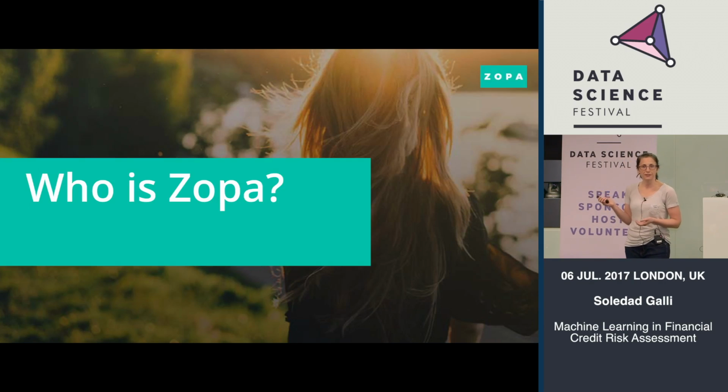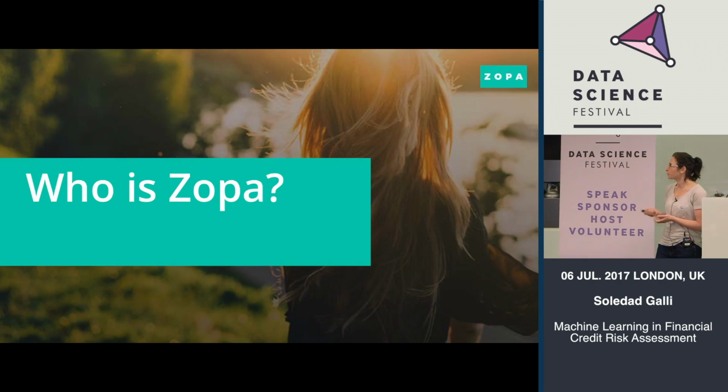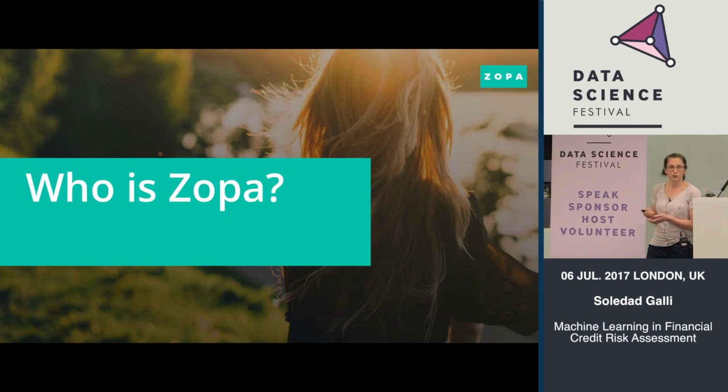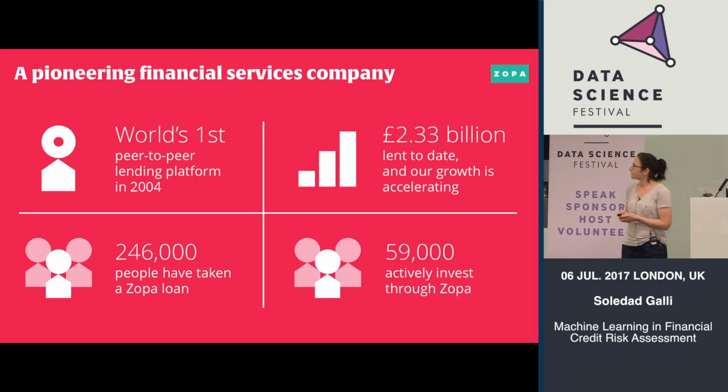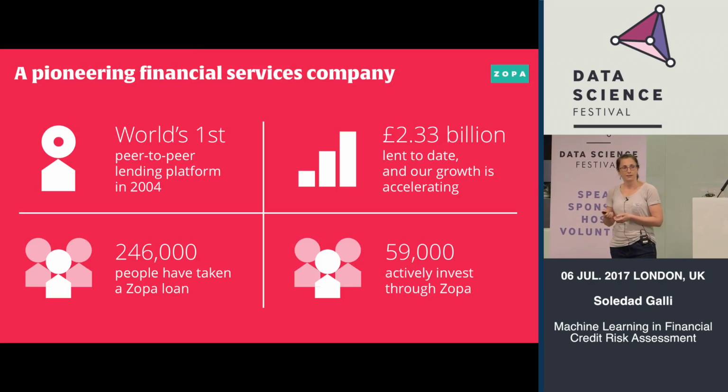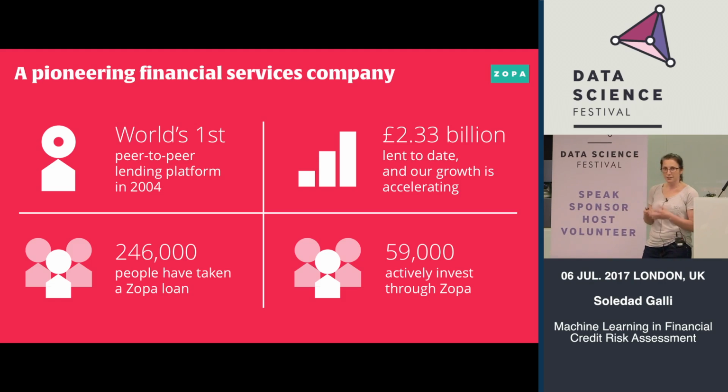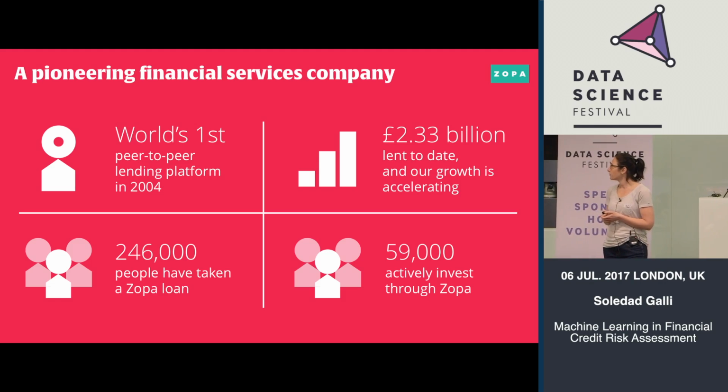And you may wonder, who is Zopa? Just in case you're not aware, Zopa is a digital finance company. In fact, it was the first peer-to-peer lending company in the world. It was created in 2004. And just to give you an idea of the scale that we're working at Zopa, since then we have lent more than £2 billion. More than 240,000 people have taken a loan from Zopa, and 60,000 people actively choose to invest their money with us to date.